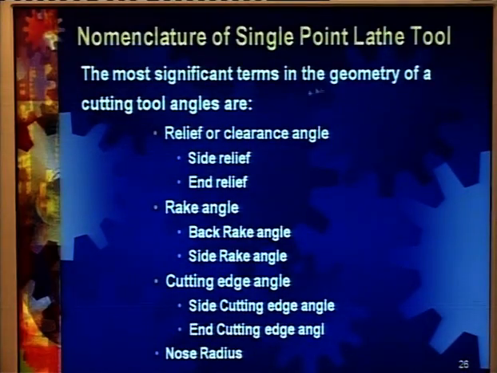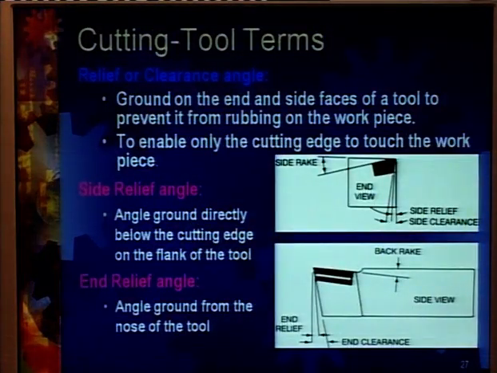In this case, the most significant terms in the geometry of a cutting tool are relief or clearance angle, which is side relief, end relief, rake angle, back rake angle and side rake angle, the cutting edge angle, side cutting edge angle and the end cutting edge angle, and the nose radius. Let us see these one by one.